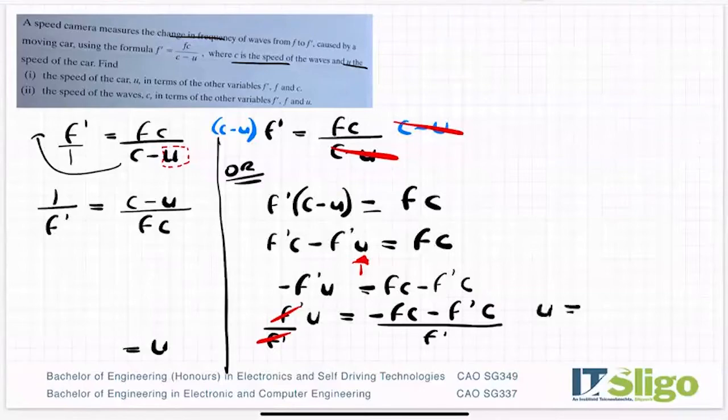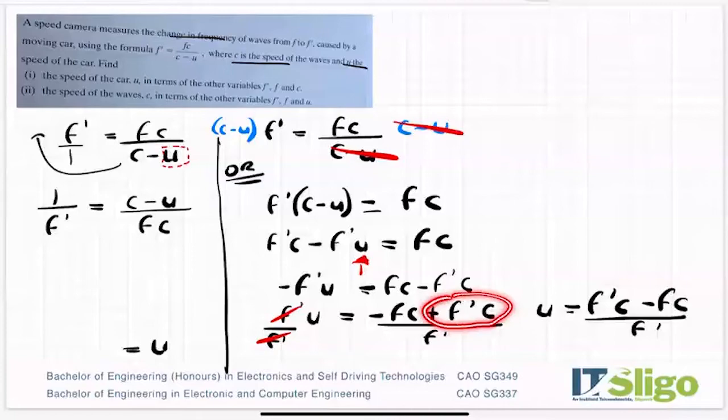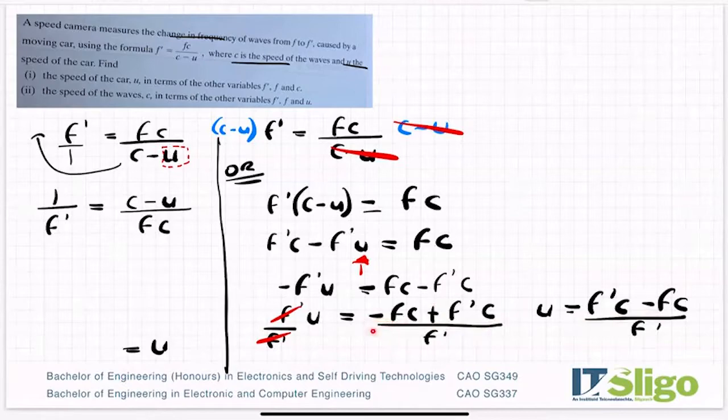So there you're getting u being equal to f dash c minus fc over f dash. All I did from here was swap these two terms so that my positive term was at the start and the minus was in the middle. Why did I do that? Well, when we start off with the minus, it can be awful easy to drop it, so I tend to put the minus in the middle because it is harder to drop. So that's it in terms of u.